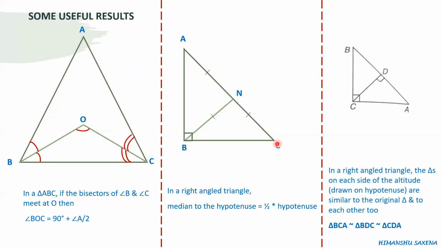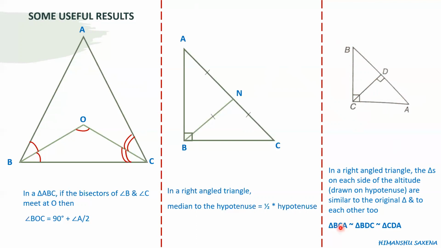Then another important result is that in a right angle triangle, the triangles on each side of the altitude drawn on the hypotenuse are similar to the original triangle and to each other too. So this is an altitude drawn on the hypotenuse. So now this triangle and this whole triangle, they all are similar to each other, right? So triangle BCA is the bigger triangle, the original triangle. This is similar to triangle BDC. BDC is similar to triangle CDA.